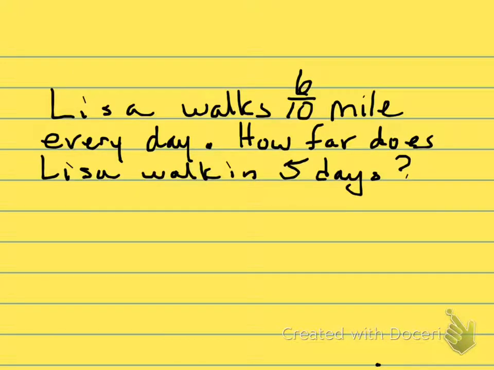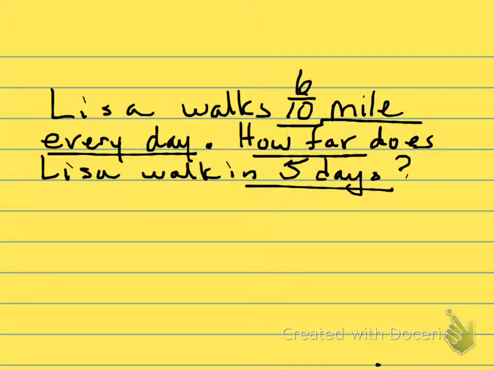Here's our first word problem. Lisa walks 6/10 of a mile every day. How far does Lisa walk in 5 days? Well, the first thing we know is Lisa walks 6/10 of a mile every day. What we want to find out is how far she walks in 5 days. So we're going to take our whole number 5, for 5 days, times the amount that she walks in 1 day, which would be 6/10, and we're going to multiply that.